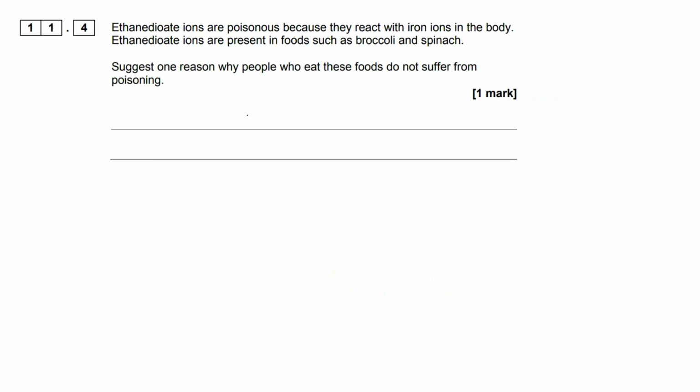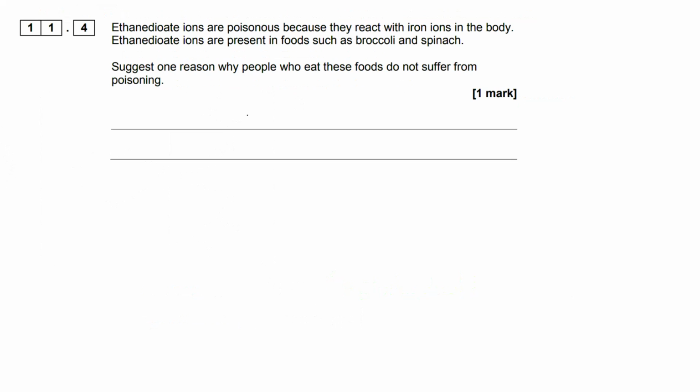Finally, 11.4, big question about ethanedioate here, and a very small question to end it. So ethanedioate ions are poisonous because they react with iron ions in the body, and they're present in broccoli and spinach. Suggest one reason why people who eat them do not suffer from poisoning.